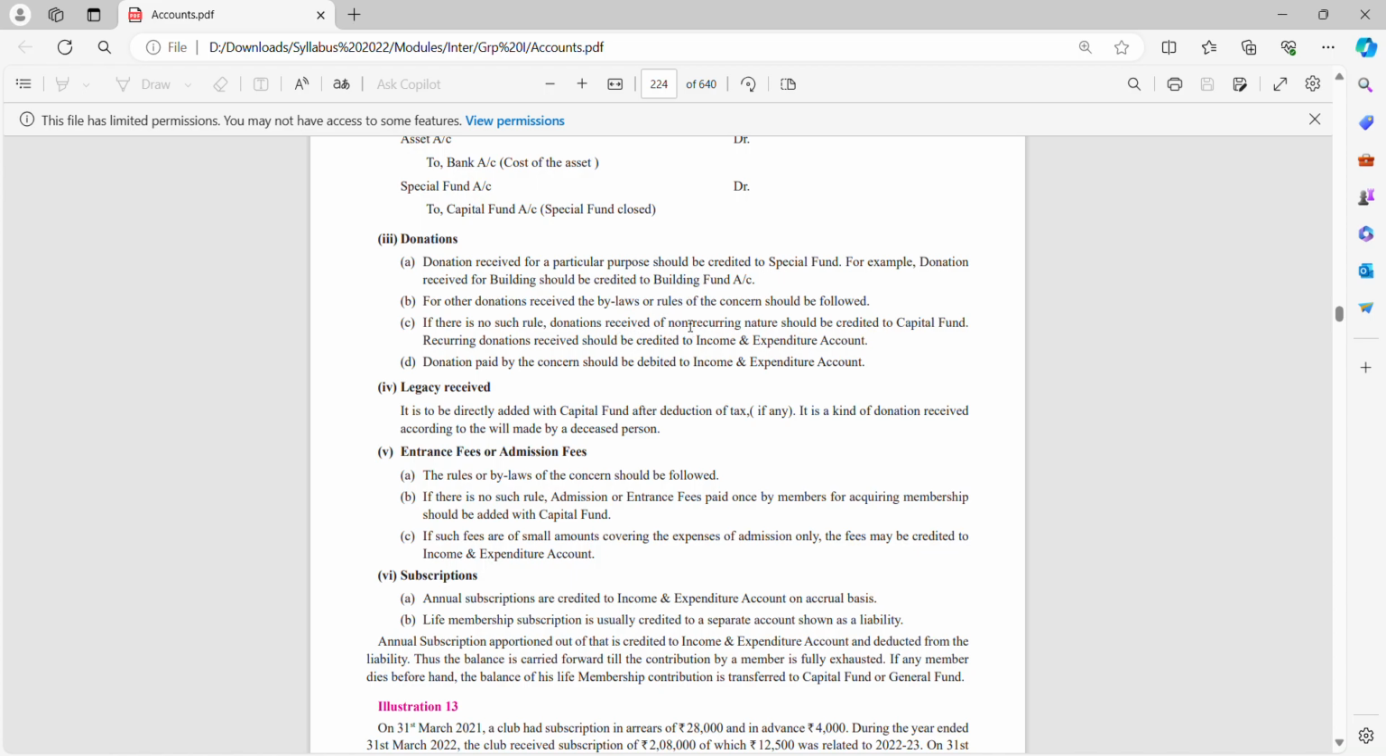For other donations received, the bylaws or rules of the concern should be followed. If there is no such rule, donations received of non-recurring nature should be credited to capital fund. Recurring donations received should be credited to income. So suppose you are receiving a general donation: if it is non-recurring in nature, it should be credited to capital fund. If it is of recurring nature, it should be taken to income and expenditure account. Donations paid by the concern should be debited to income and expenditure account.